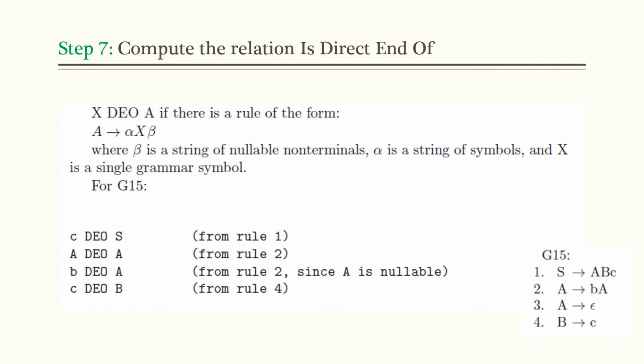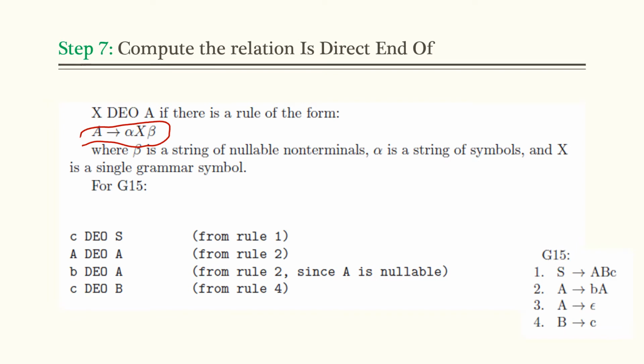For step 7, now we want to compute the relation is direct end of. So X is DEO of A if there is a rule of this form: A goes to alpha X beta, where beta is a string of nullable non-terminals, alpha is a string of symbols, and X is a single grammar symbol. So what step number 7 wants is to determine the direct end of each of the rules that we have, except for the nullable non-terminals.